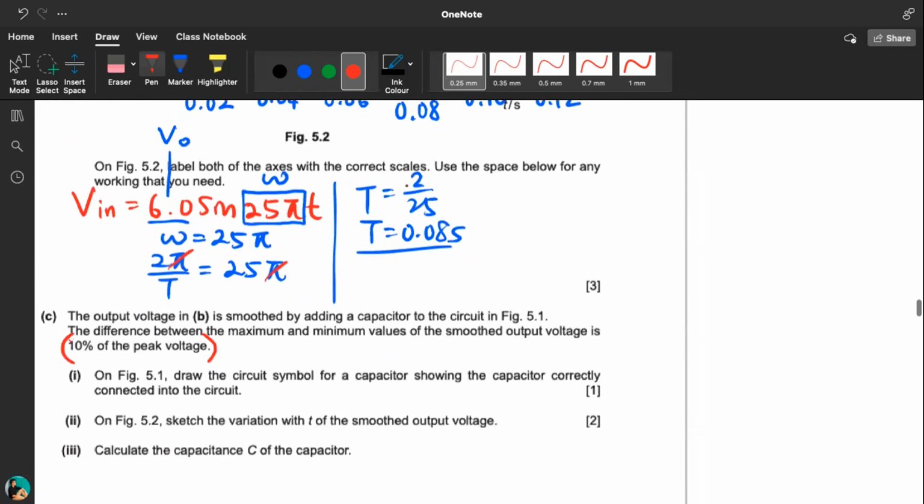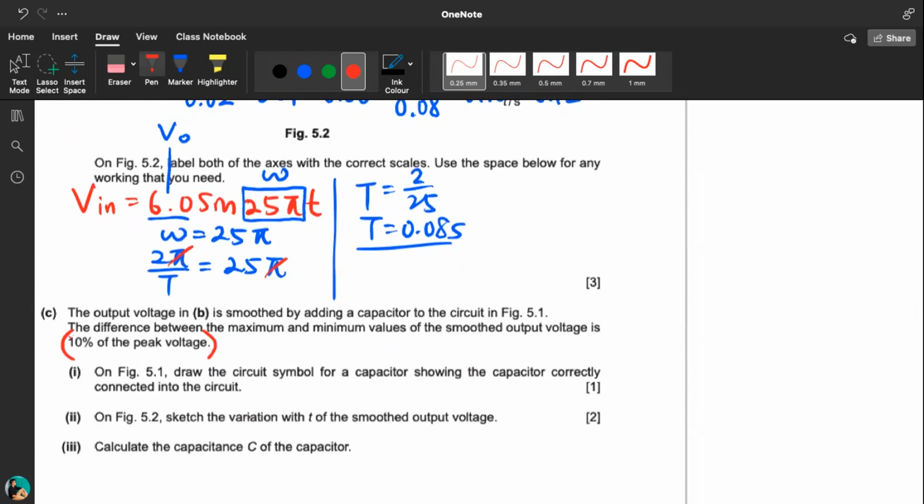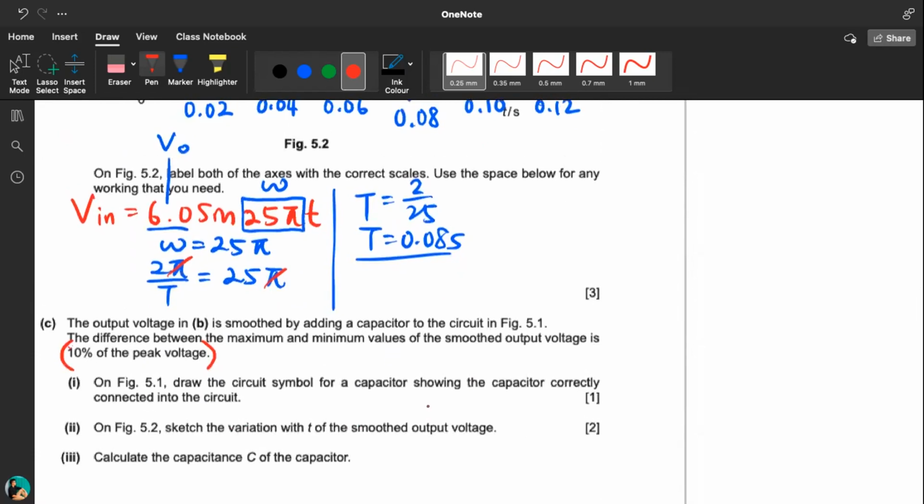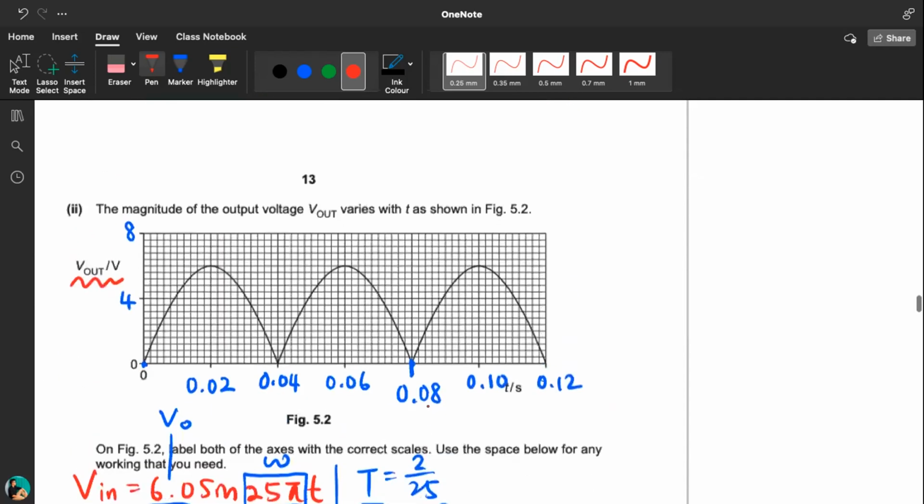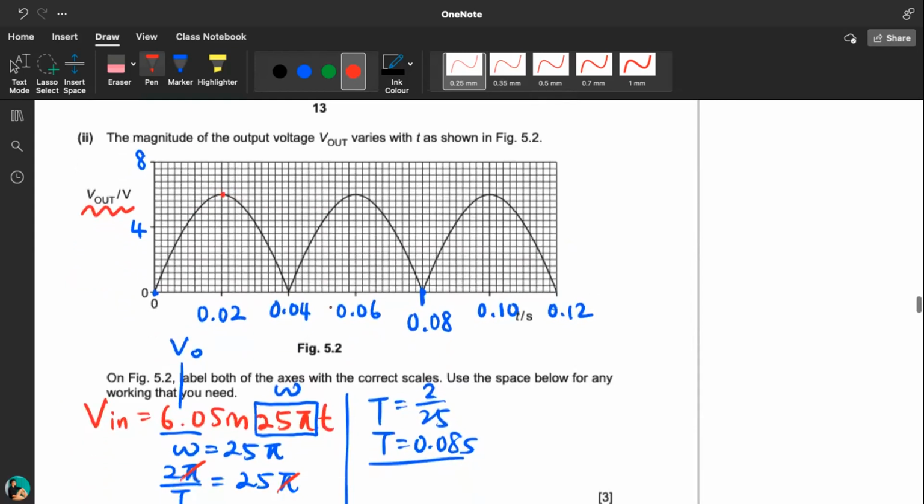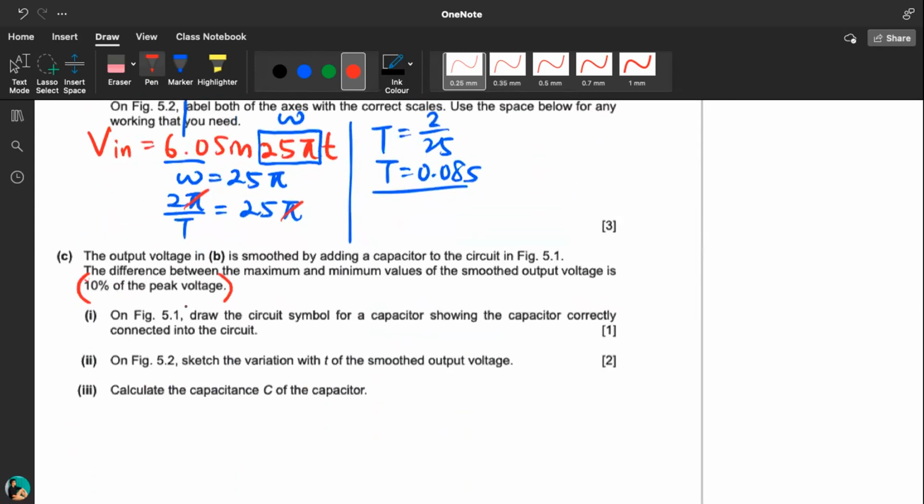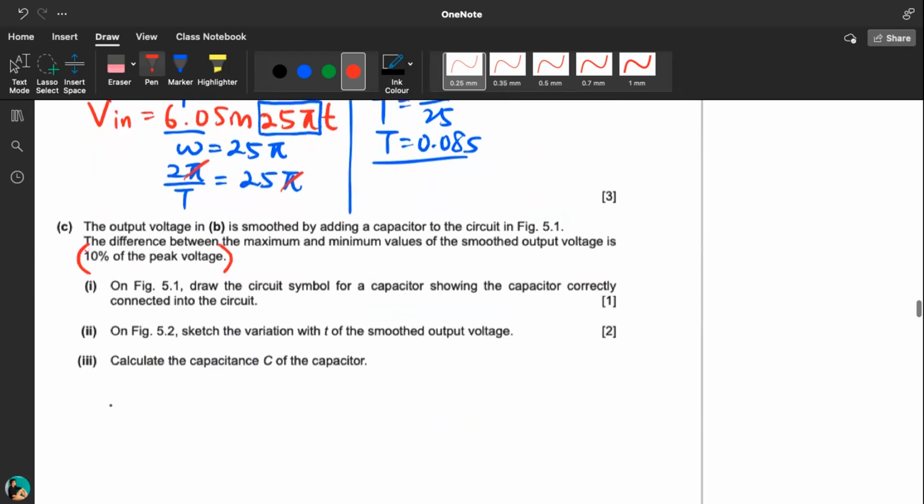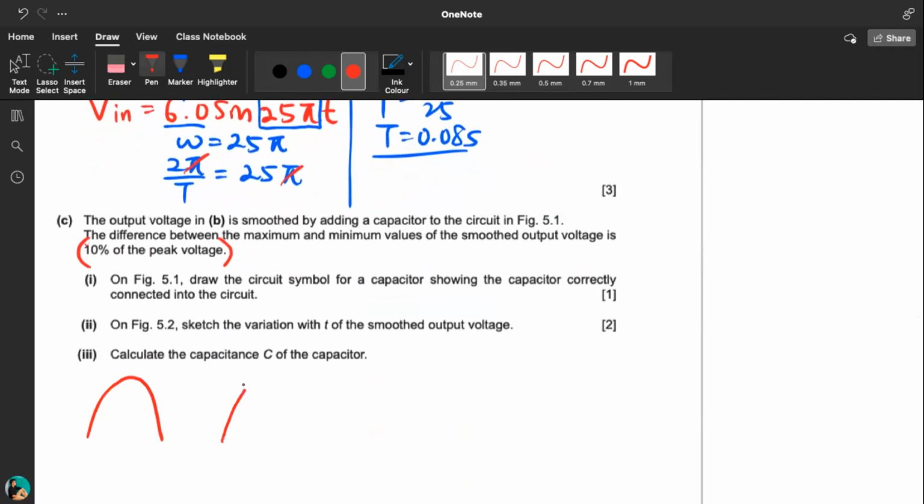Okay, next one. Sketch on figure 5.2 the variation with t of the smooth output voltage. So we're going to draw a line from the peak, because from the peak is where the capacitor starts to discharge. But then join to, okay, what voltage? It says down here 10% of the peak voltage is the difference. So this is your peak voltage, and from here it discharges down like this, right? This is like 10% of the peak.